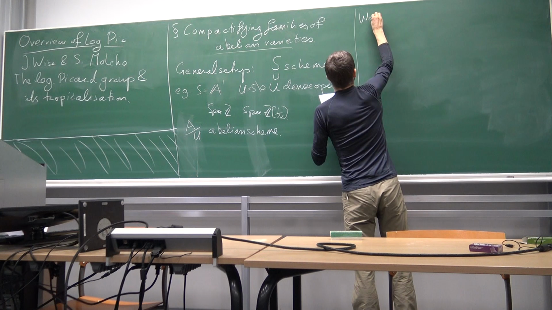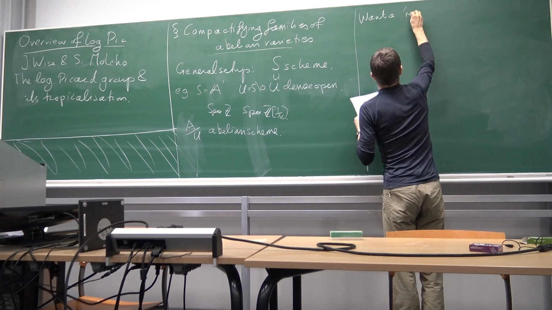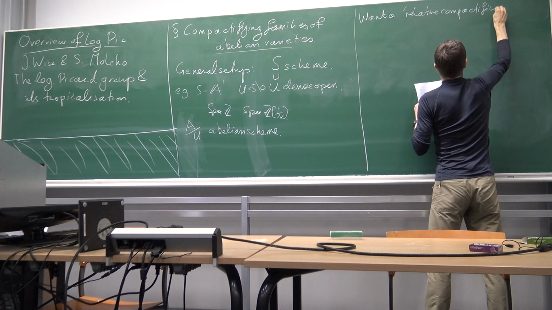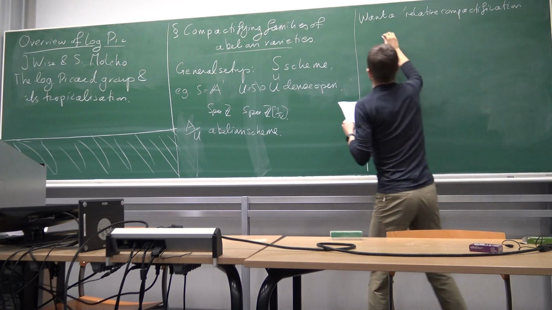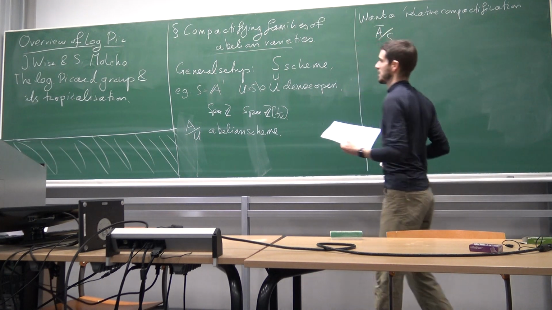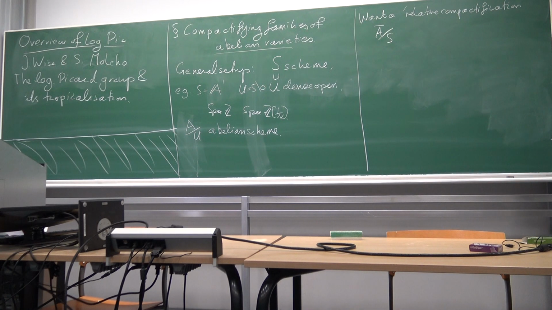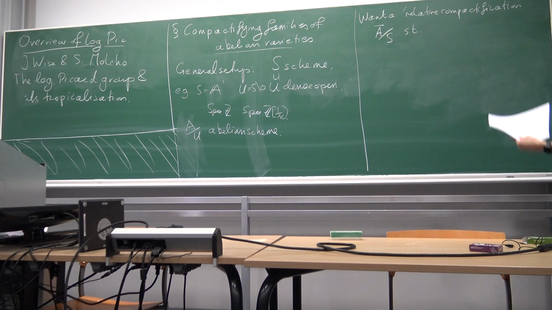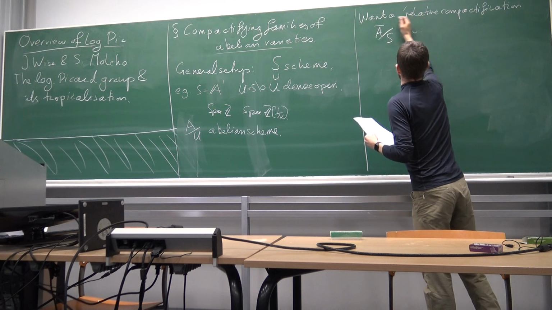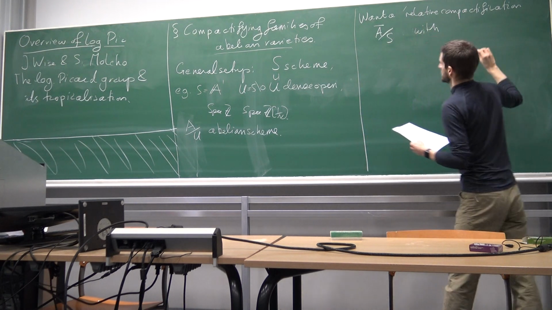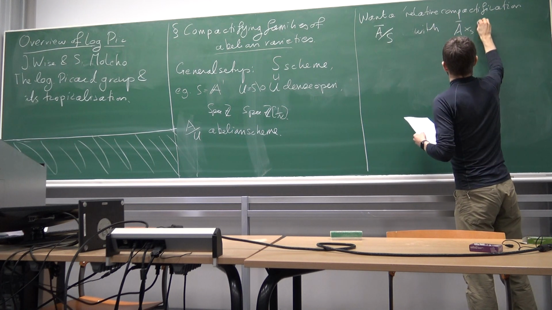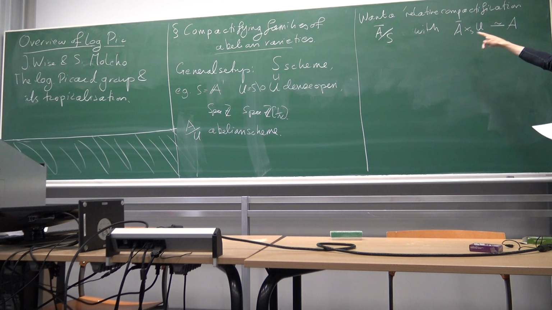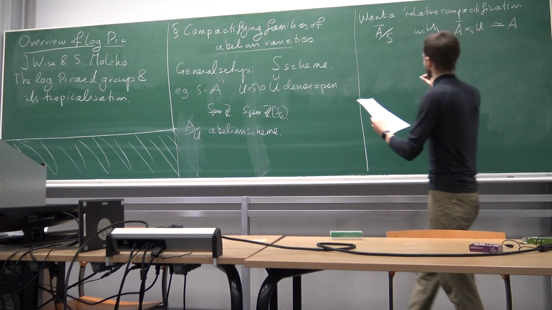We want a relative compactification, which we might write as A bar over S. So this is bar as in compactified, not as an algebraic closure. Well, what do we want of this? Firstly, we want it to be a compactification of A, with an isomorphism from A bar times over S with U to A. So it is really a model of A. Well, this is easy. You can take A bar equals A. So this is not very exciting.